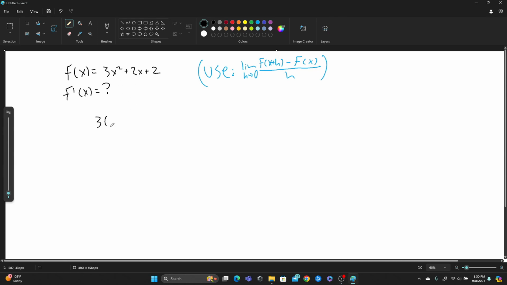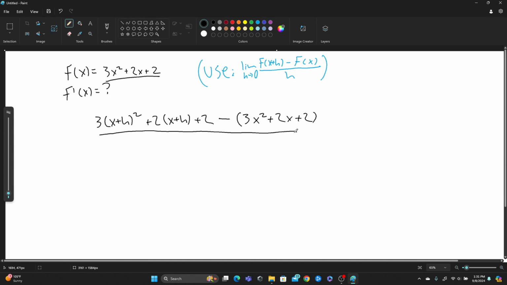So we have 3 times (x plus h) squared plus 2 times (x plus h) plus 2, and then minus f of x. So f of x is equal to 3x squared plus 2x plus 2. So when it says minus f of x, we just do minus f of x, right? So minus (3x squared plus 2x plus 2). And this is all over h, and we have the limit as h approaches 0.